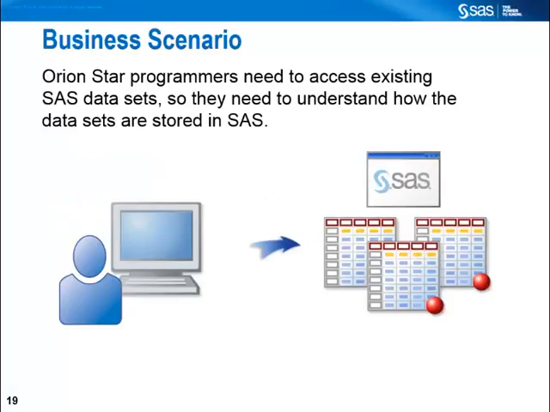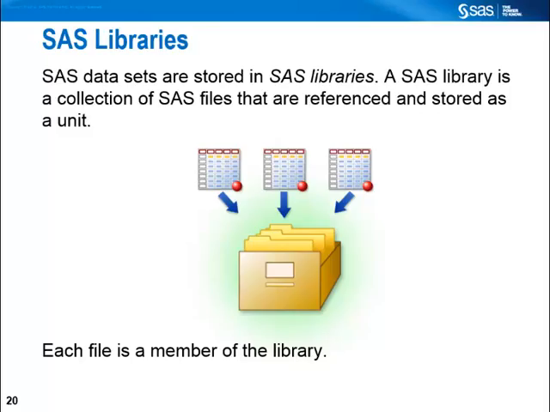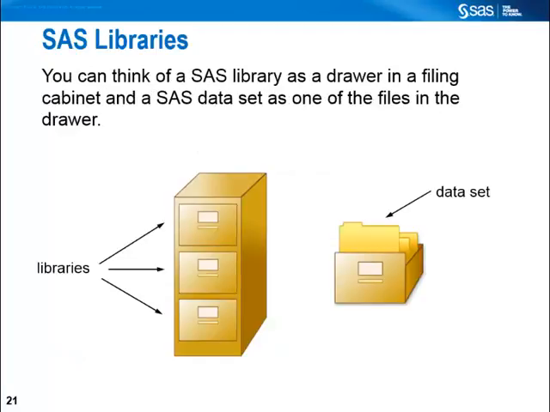Orion Star programmers need to access existing SAS datasets, so they need to understand how the datasets are stored in SAS. SAS libraries. SAS datasets are stored in SAS libraries. A SAS library is a collection of SAS files that are referenced and stored as a unit. Each file is a member of the library. We can think of a SAS library as a drawer in a filing cabinet and a SAS dataset as one of the files in the drawer. So here in the diagram, we see that the cabinets are the libraries and the files in the cabinets are the datasets.